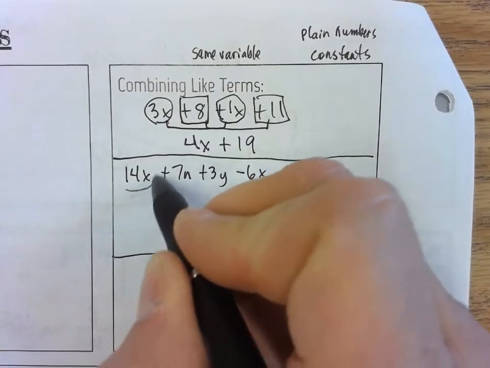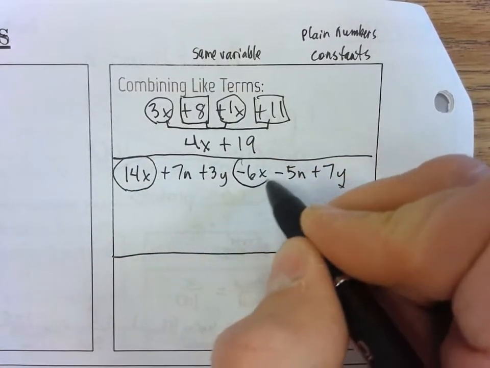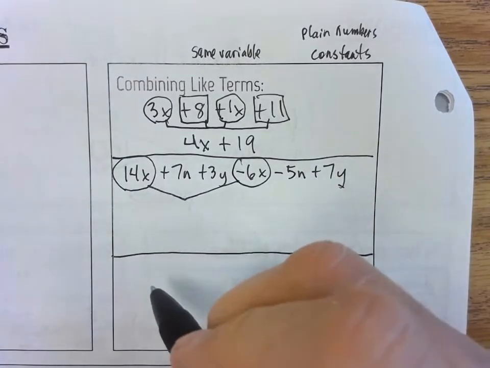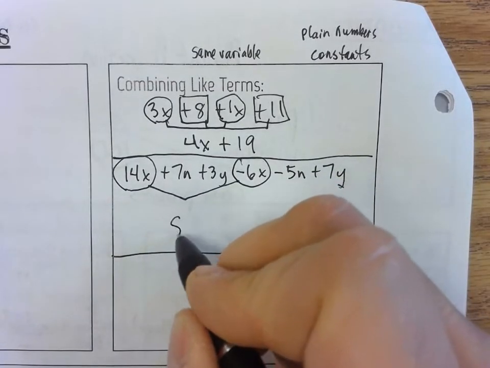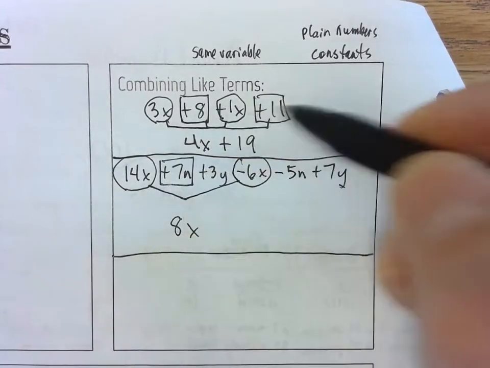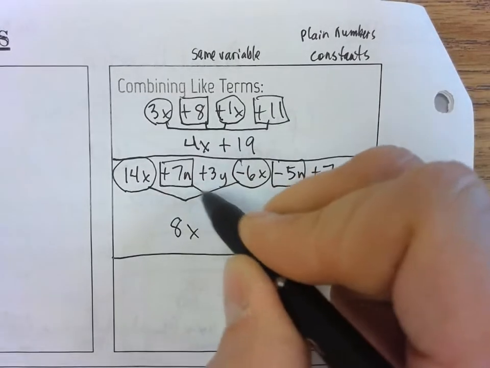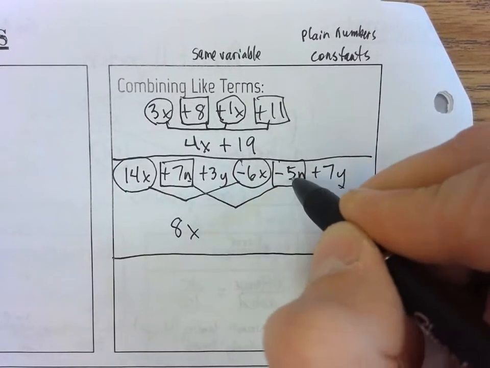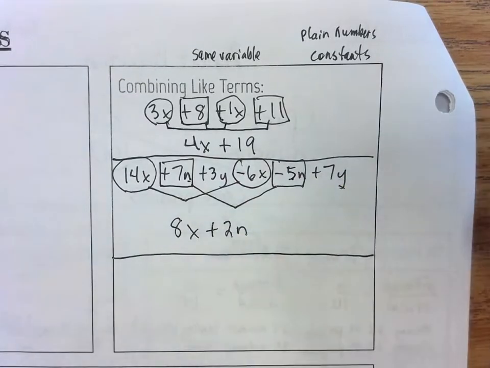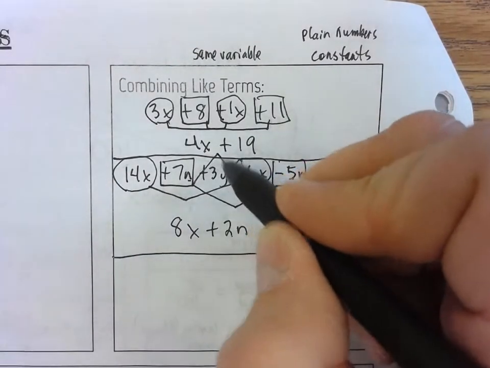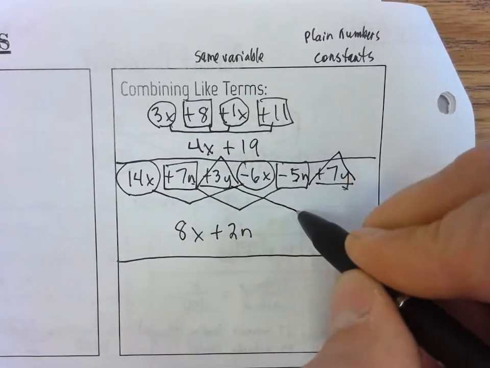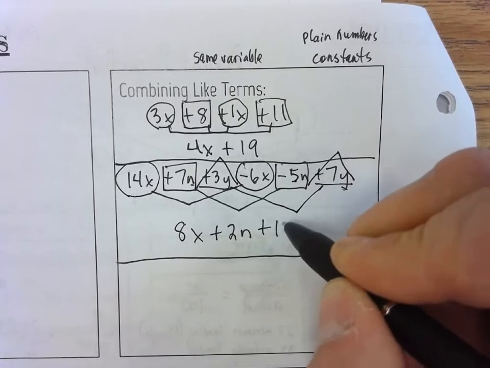So we've got 14x here and minus 6x. We'd want to put those together, the 14x and the minus 6x. Of course, 14x minus 6x would give you 8x. Then let's go to the n's. We've got 7n minus 5n. So we're going to put those together. What's 7n minus 5n? If you combine those together, that would give you a positive 2n. All right, the last one we'll do here, I'll put them in triangles. That would be 3y plus 7y. And 3y plus 7y, of course, would give you 10y.